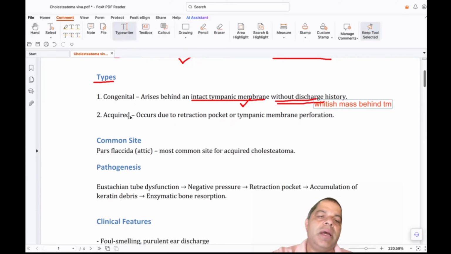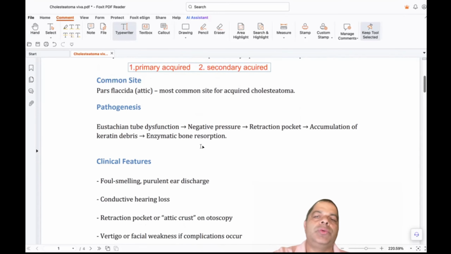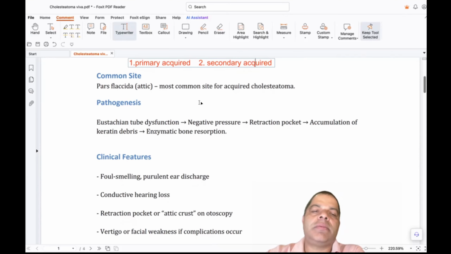The other is acquired cholesteatoma, which may be primary acquired or secondary acquired. Next is the common site. This is the pars flaccida, the attic region, which is the most common site of cholesteatoma.